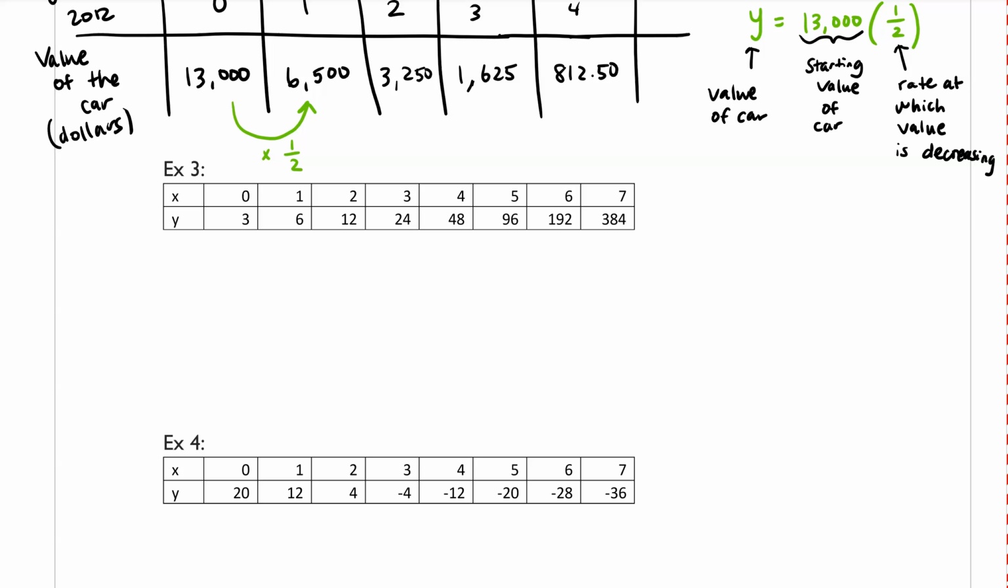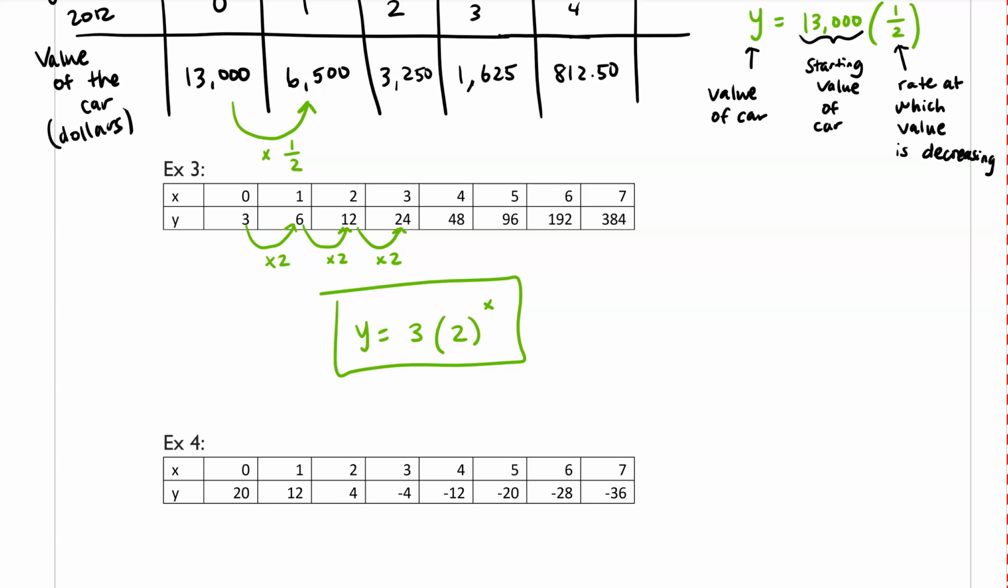Okay, example 3 gives us a table. So what's the pattern here? Notice that to go from 3 to 6 and from 6 to 12, we would be multiplying by 2, and same with the rest of it. And so if we're going to create our function, which is an exponential one, we would have y equals our starting value of 3 times 2, our multiplier, to the power of x. So that is our exponential function for this one.